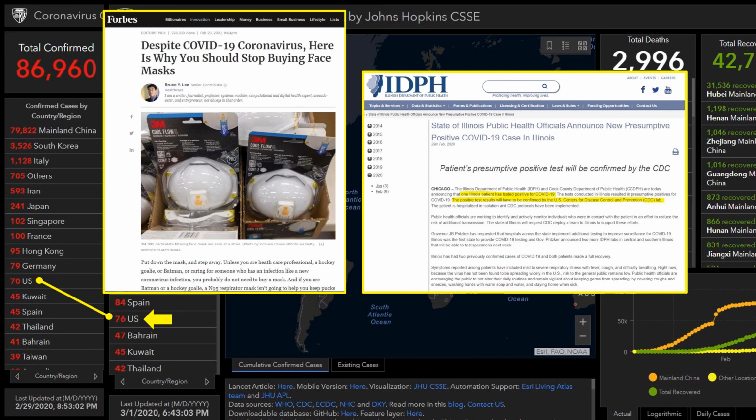And what else do we have? State of Illinois, just 1 more presumptive case. And that's all that's going on in the U.S. We went from 70 to 76. And a lot of these are community people that just pop up. They don't have any explanation for how they got coronavirus.